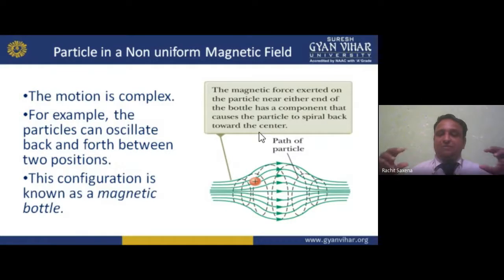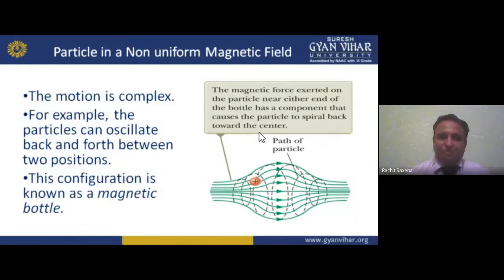If particles are moving like this, the motion is there, and we can identify these motions. Particles can oscillate back and forth between two positions, not stationary. In the previous uniform magnetic field, the motion was perpendicular, in a helical structure. But in the non-uniform magnetic field, particles can oscillate back and forth between two positions.